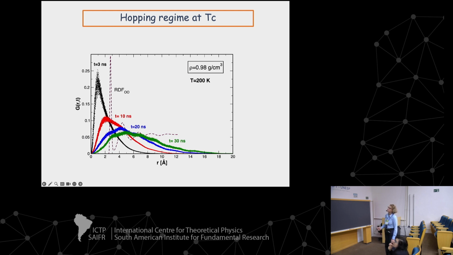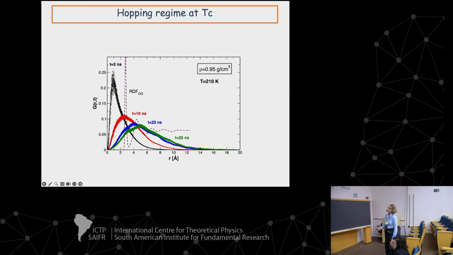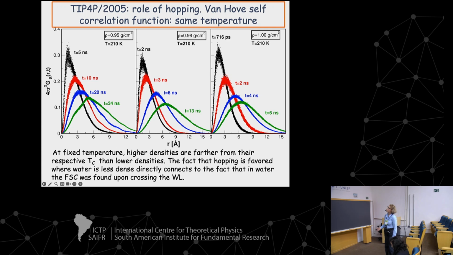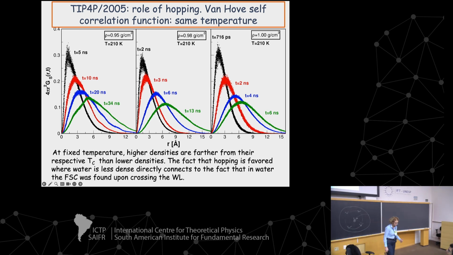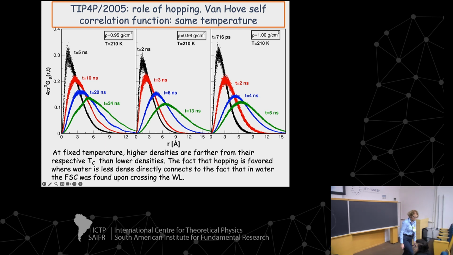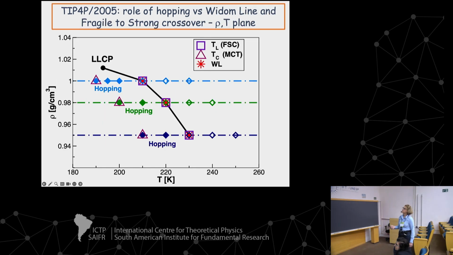Still 0.98, peaks of the structure factor and all the shoulders. And this is still the bumpy g(r) and peaks of the structure factor. So hopping is favored where water is less dense. And this connects to the fact that the fragile to strong transition is found upon crossing the Widom line. When water is less dense, it's more likely that you can have the anomaly.